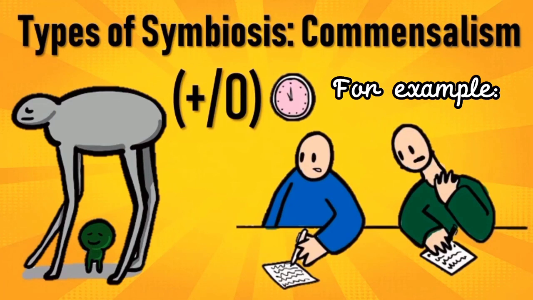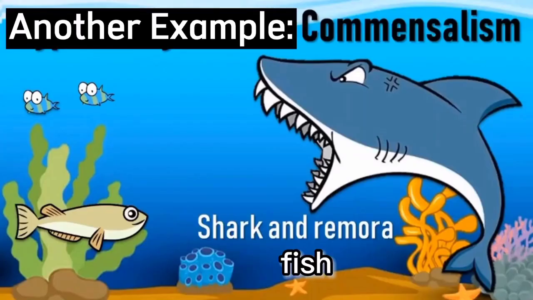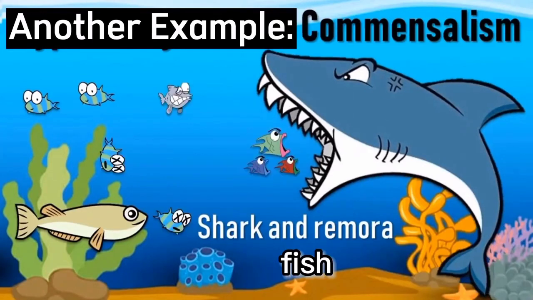For example, if your friend peeps into your answers, it won't affect your performance in the exam, but it will definitely benefit your friend. Also, a good example for commensalism would be the shark and remora fish. When the shark feeds on small fishes, it might leave leftovers, which are consumed by the remora fish. The shark is unaffected by this, however, the remora fish is benefited.